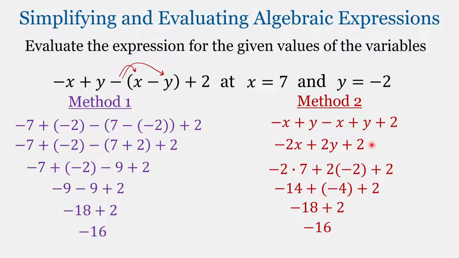So now we've simplified the expression, and now we can evaluate by plugging in the variables. So where there's an x, we'll put a 7. Where there's a y, we'll put a -2. That gives us this numeric expression that simplifies down to -16. Both methods are valid. They lead to the same answer.